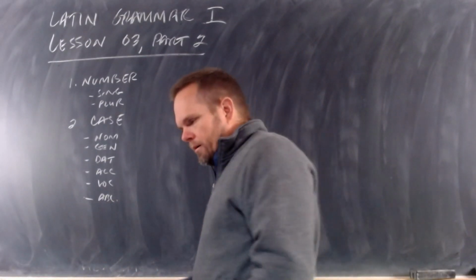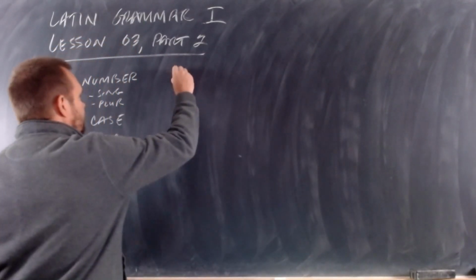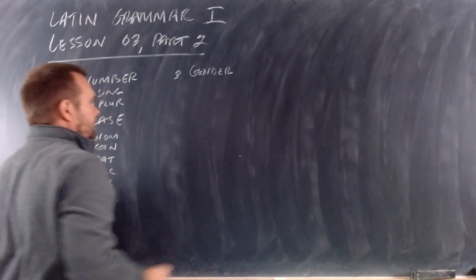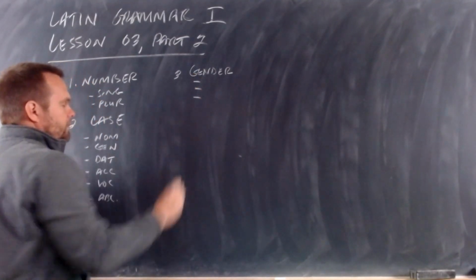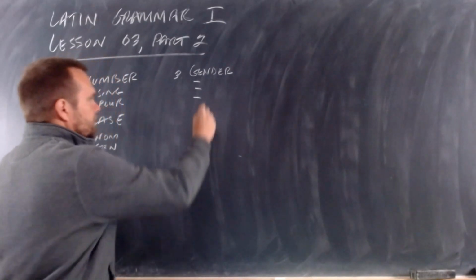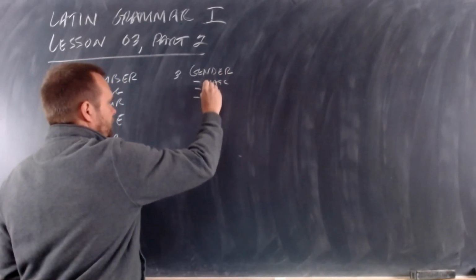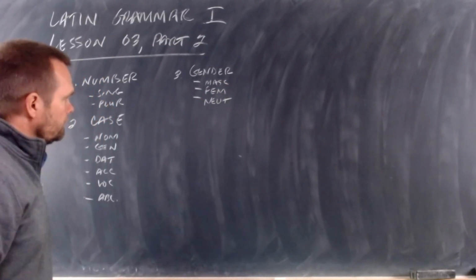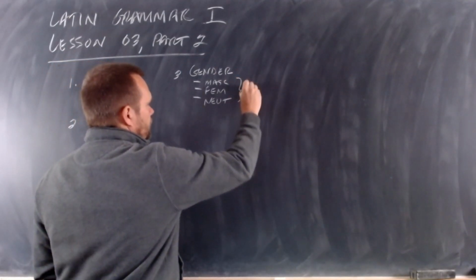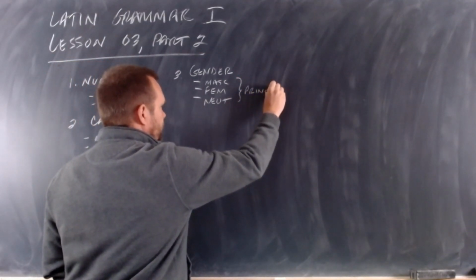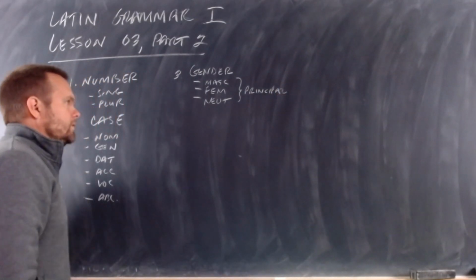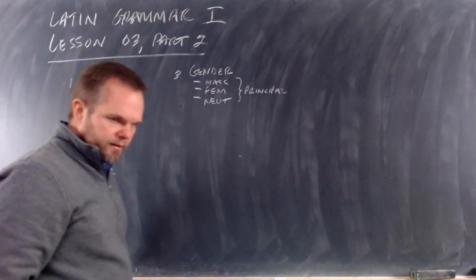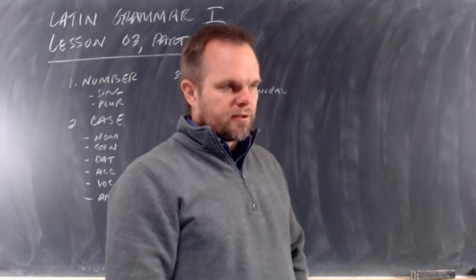At the end of our previous class, we started the third of the accidents, which is gender. And we learned the first 3, which are called the principal or primary genders, which are masculine, feminine, and neuter. These are called the principal or primary genders. In this class, we're going to continue the study of the different genders in Latin.